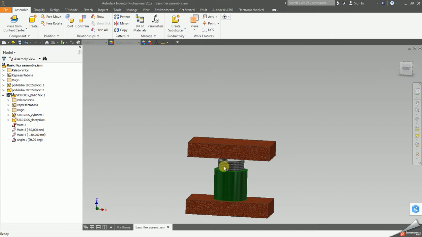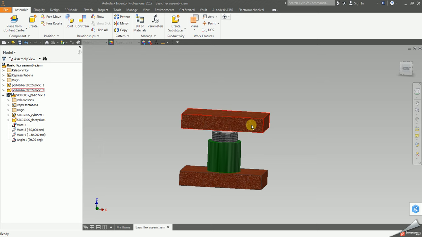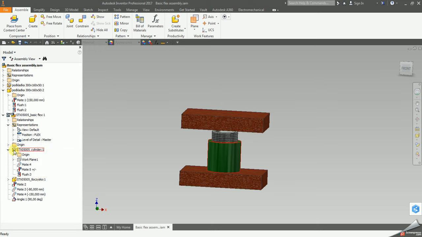Here is a basic flex assembly in which we have two supports. This support is fixed, the other support is constrained to the first support, so its position is also fixed. And I have the flexible jack that we have seen just a second ago in basic flex. This jack is now in its flex positional representation. In this position, first of all, this cylinder should not be grounded but should be ungrounded. This is some inconsistency, I'm not sure whether it is or it is not.